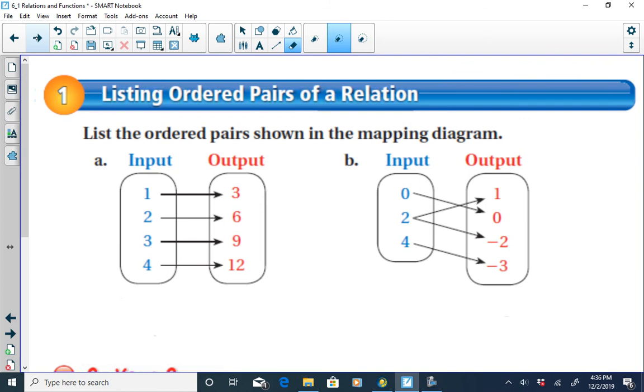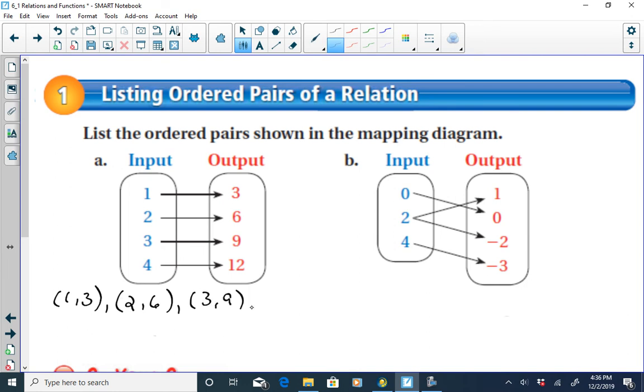Alright, so here's an example of ordered pairs. The relation is shown using the mapping diagram, but we're asked to list the ordered pairs based on the mapping diagram. So our first ordered pair would be 1, 3, because we have an input of 1 paired with an output of 3. Our next ordered pair would be 2, 6, because we have an input of 2 paired with an output of 6. Our next ordered pair would be 3, 9, and our final ordered pair would be 4, 12.